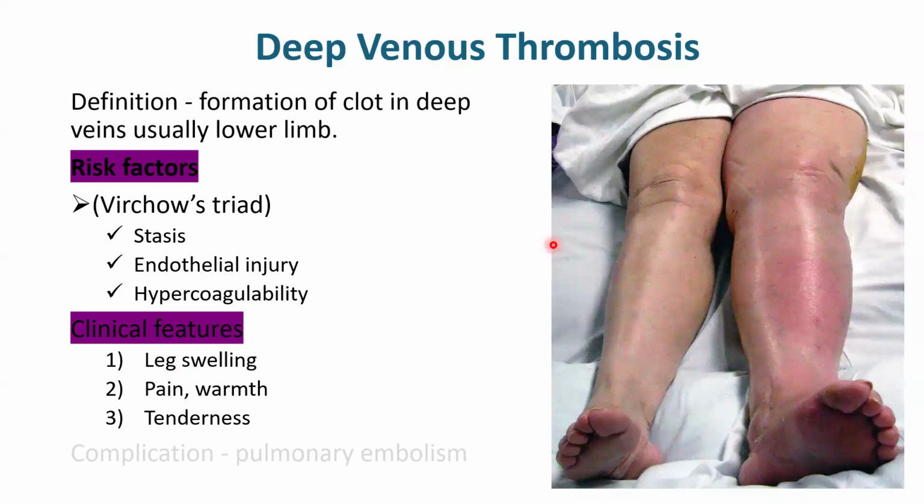Then the complication now is that these clots that are formed in these deep veins of the lower limbs can go to the heart, and from the heart to the lungs. Once they go to the lungs, they lead to pulmonary embolism.